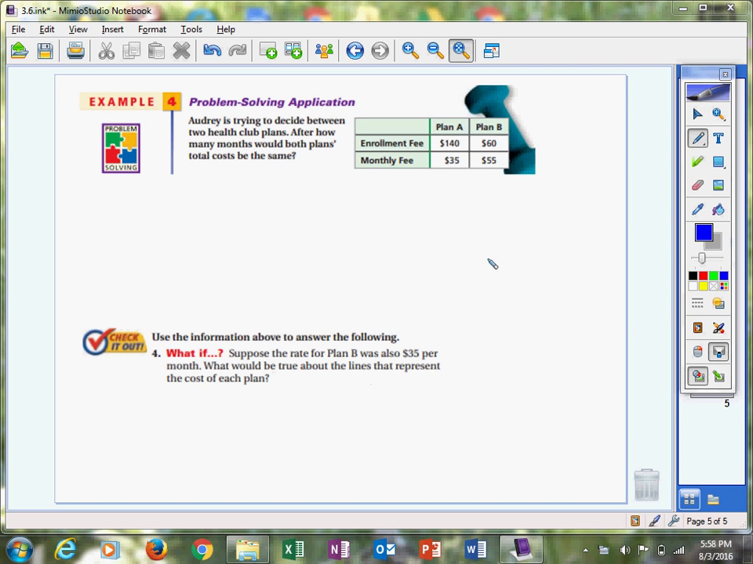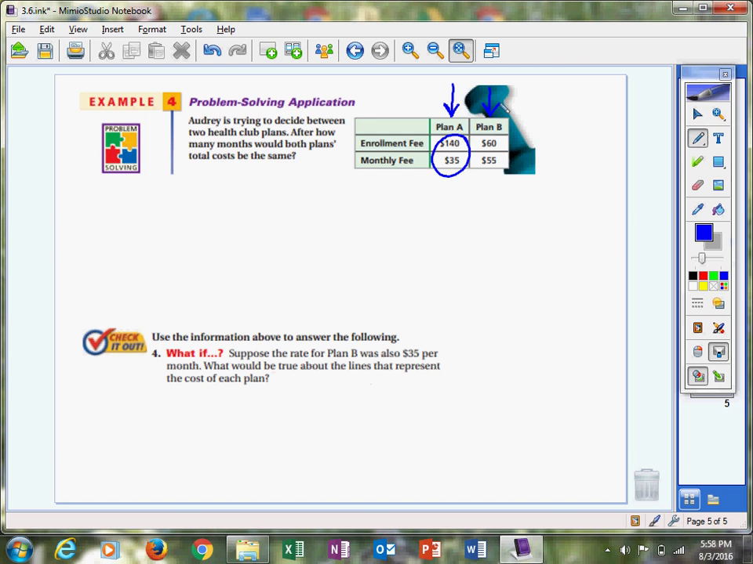Okay. So she is comparing two different health clubs. She wants to join one of these gyms, trying to figure out what's going to give me the better deal. As you look at the table of information, Plan A has an initial enrollment fee of $140, but then after enrolling with that one-time fee, you have to pay monthly after that, $35 a month, okay?